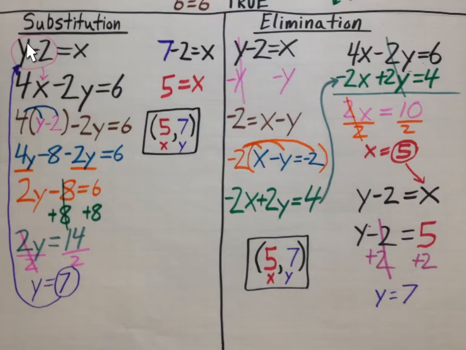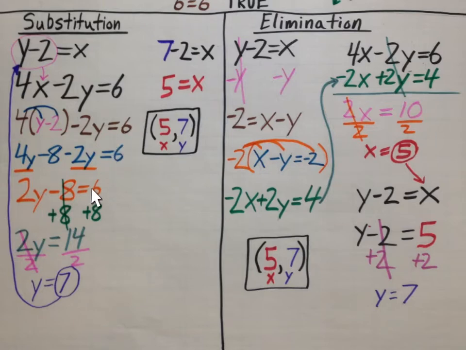So since this is the same as x, I can replace x in the other equation with y minus 2. If you look here in brown, I have this equation right here, but where there was an x, here in pink, I replaced the x with y minus 2 because these two are equivalent. And then I'm going to solve this. So I distribute the 4. 4 times y is 4y. 4 times negative 2 is negative 8. Then I simplify the left side, so 4y minus 2y is 2y.